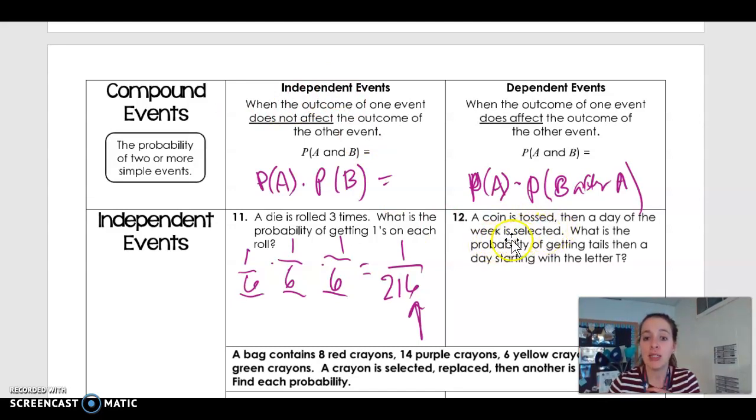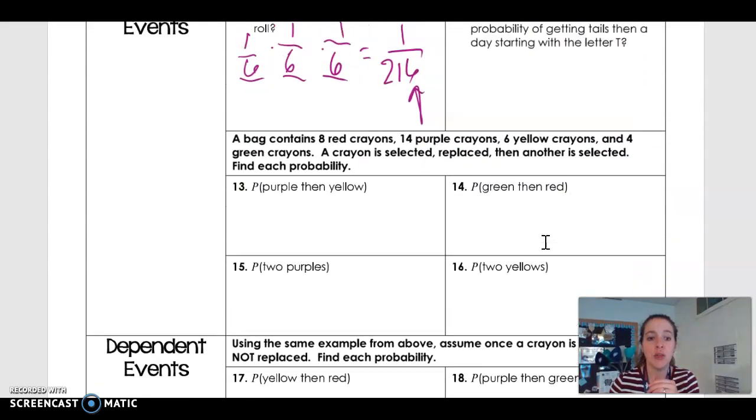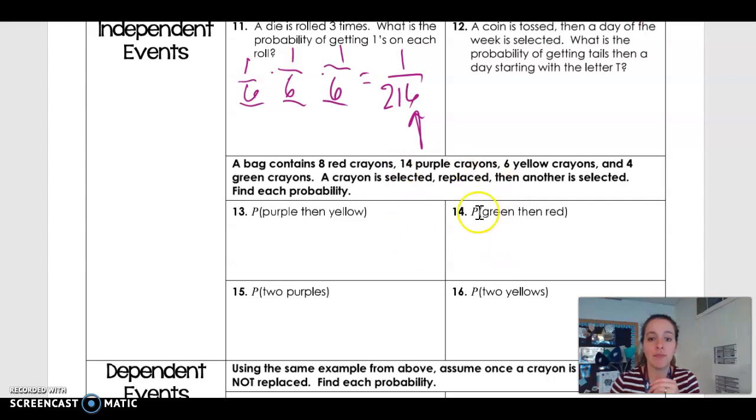So a coin is tossed, then a day of the week is selected. I would say that those are independent events because they don't actually have anything to do with each other, and that's great. So now let's look at down here. So these are some of our more, another way to determine that this is an independent event.